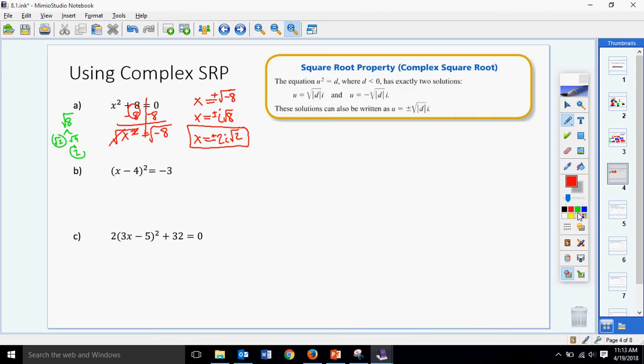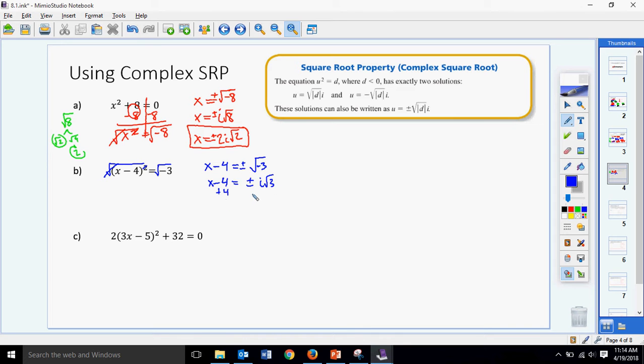Okay, down here, it looks like the square is isolated, so I'm ready to square root both sides. Right off the bat, after you cancel the square and the square root, you get x minus 4 equals the square root of negative 3. Immediately when you square root both sides, put plus or minus. That way you won't forget. The square root of a negative, we want to make that imaginary. So we have plus or minus i square roots of positive 3.